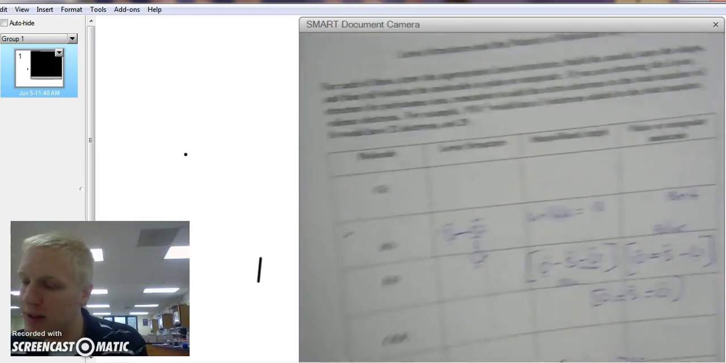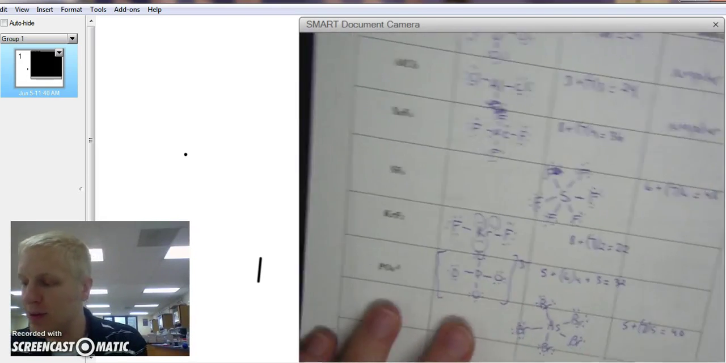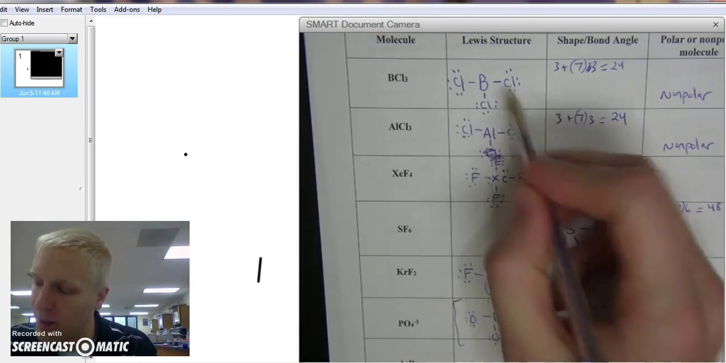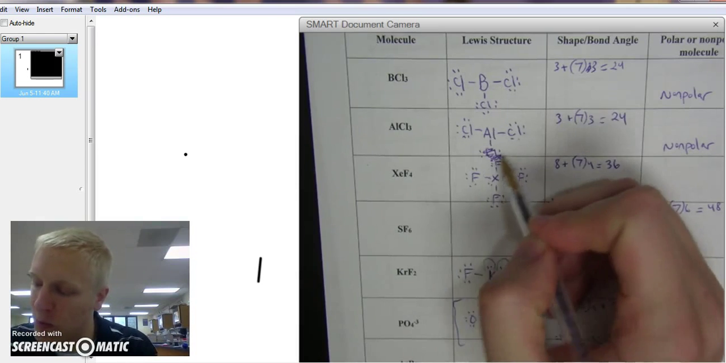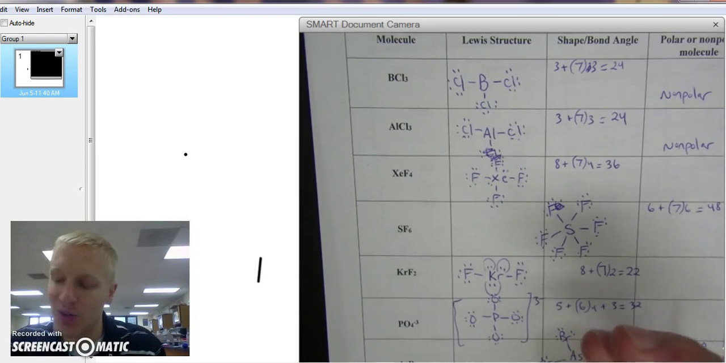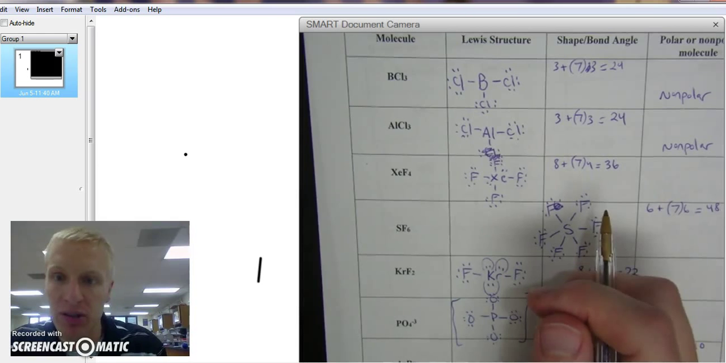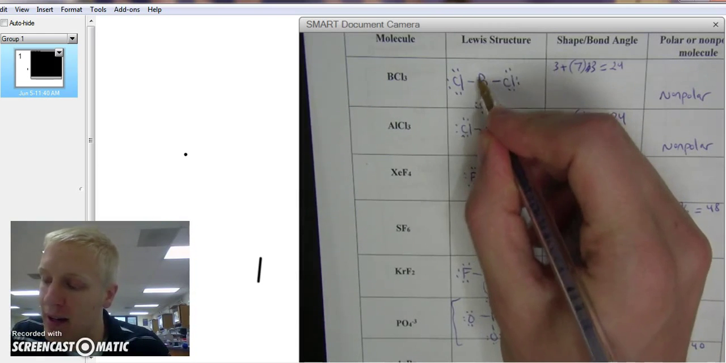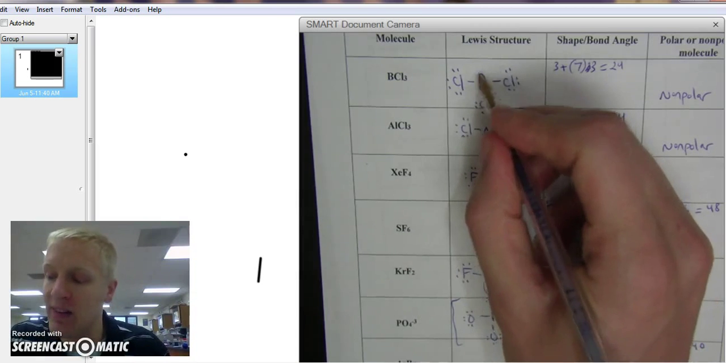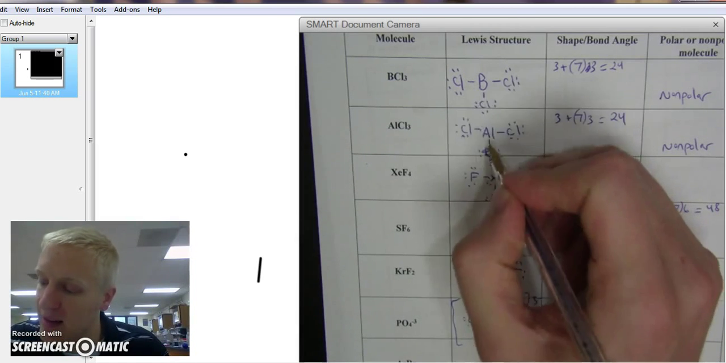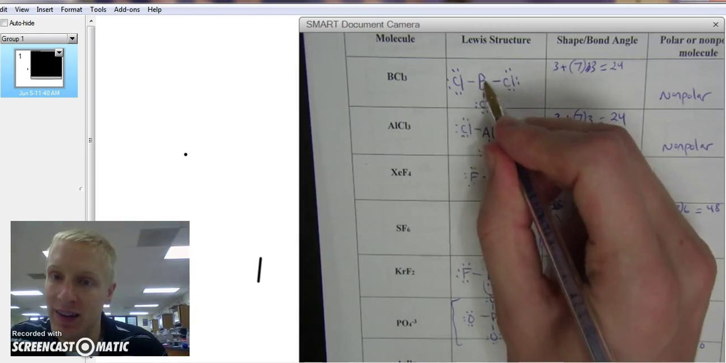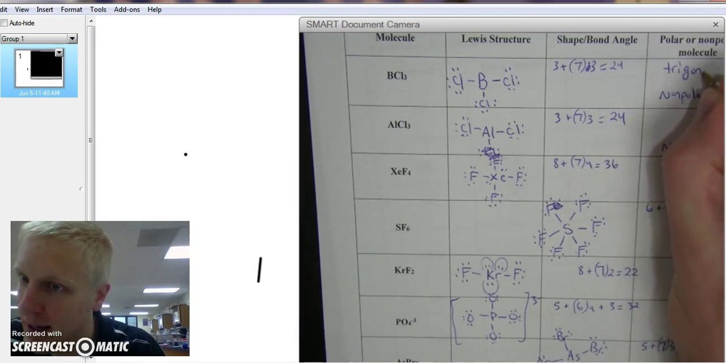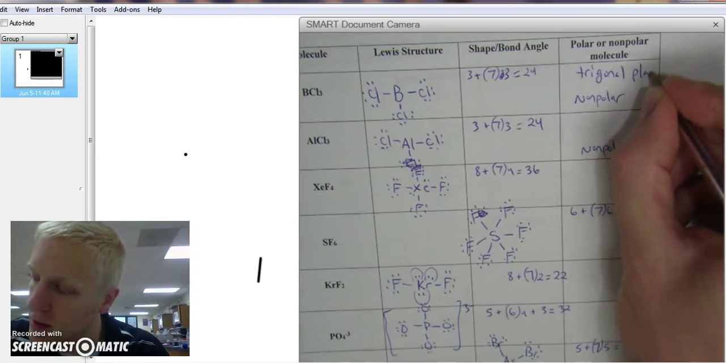Alright, and now getting to the octet rule. First of all, we have the ones that have less than 8 electrons, with 3 outer atoms. It's either trigonal planar or trigonal pyramidal. Pyramidal would have a lone pair on the center atom. Planar would have 0 lone pairs on the center. Both of these have 0 lone pairs on the center atom, so they are trigonal planar.